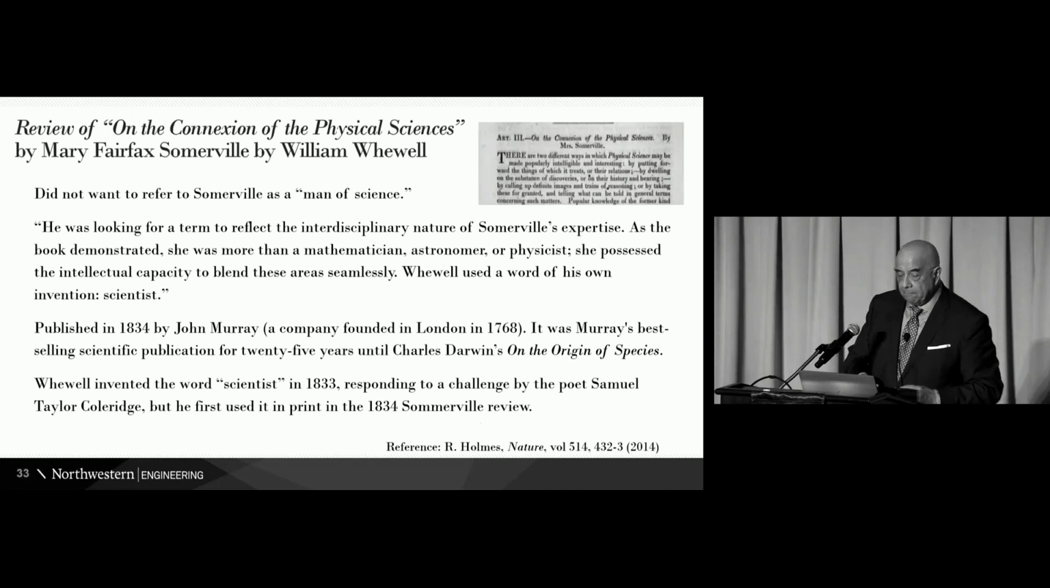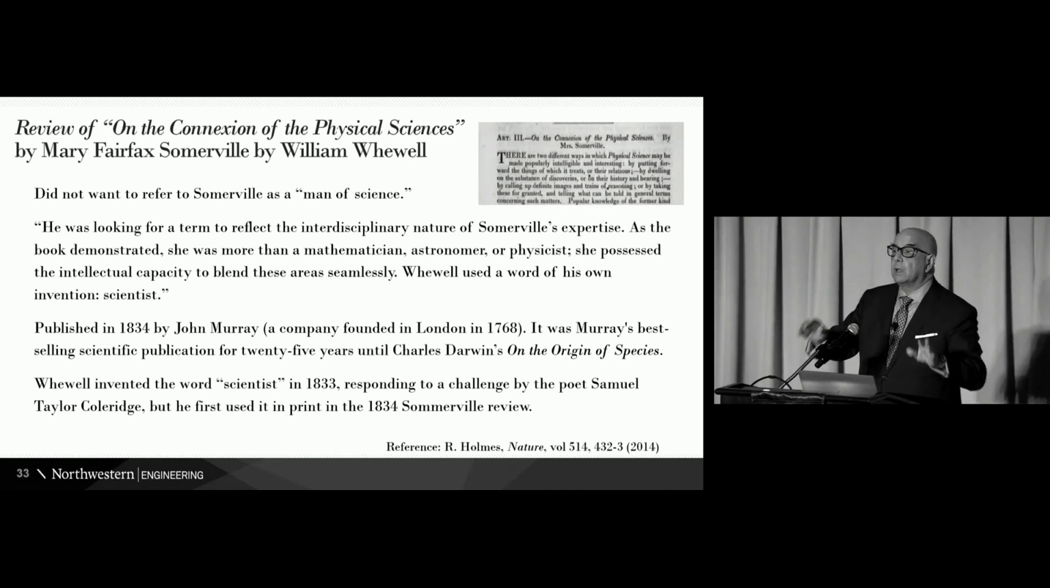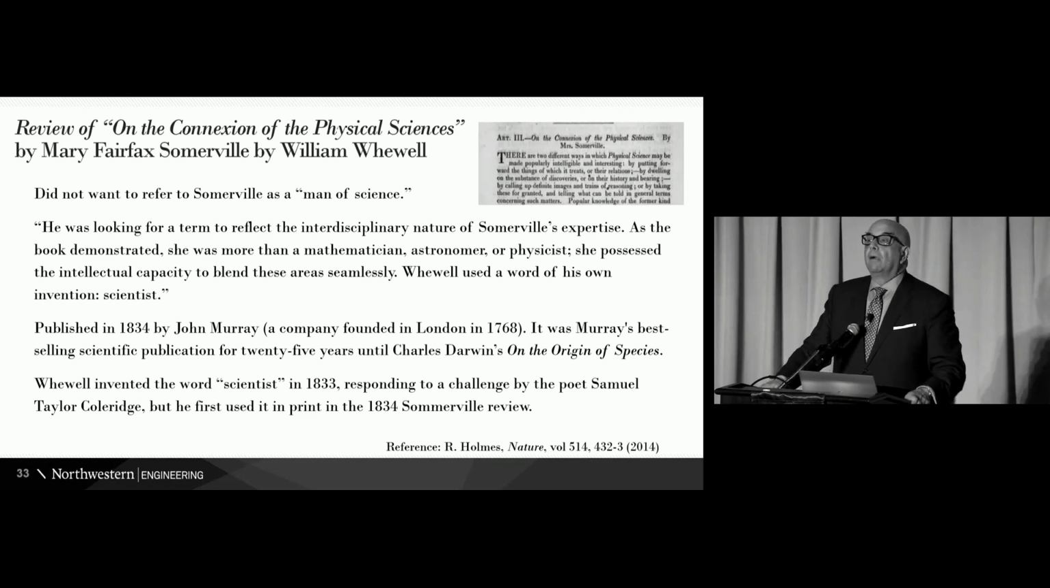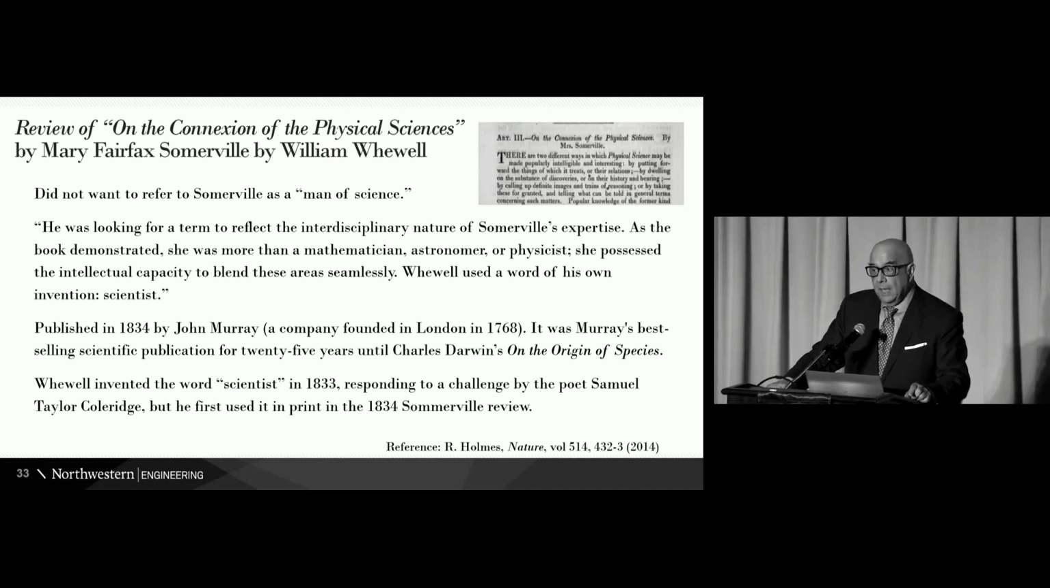And Whewell wanted to review the book, but he couldn't use the term referring to Somerville. The preferred term was men of science. So he had to invent another word, and the word that he invented, believe it or not, was the word scientist. So the word scientist was invented to refer to Mary Fairfax Somerville.